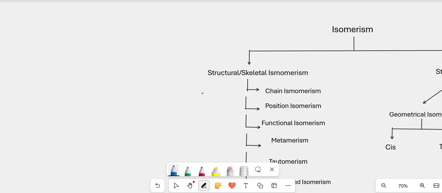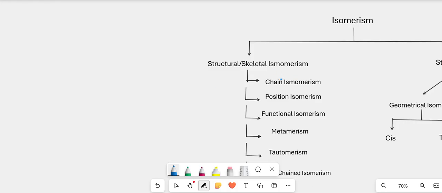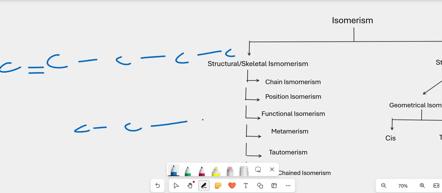Now the next one is position isomerism. In this isomerism, you will have the same functional group, but its position will be different. For example, you have one, two, three, four, and five carbons over here. We can place a double bond here, or we can place a double bond in the center, between carbons two and three. It would be the same molecule, but the functional group is placed in different places, so they are position isomers of each other.